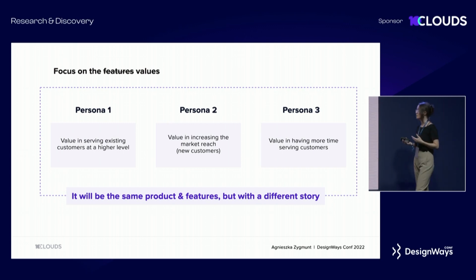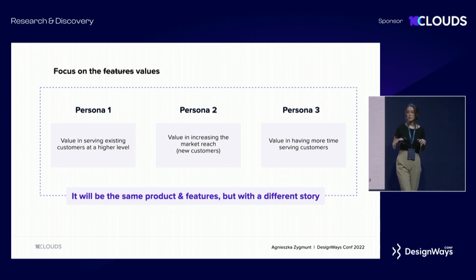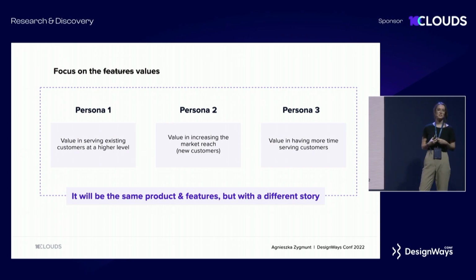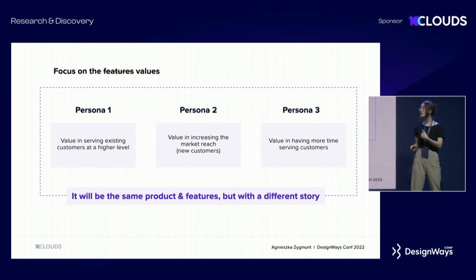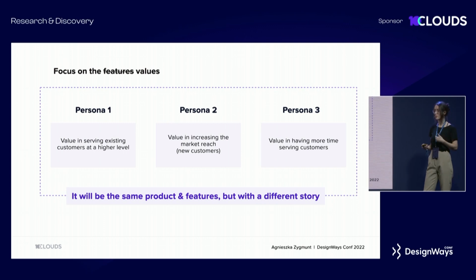If we go to the second persona and tell them, okay, we have a really exciting product for you, and you will be able to have a higher level of service, they will be like, nah, I don't need it. I don't have customers right now. So as you can see, the same product and the same features will be good for all of them, but only if we tell them a different story, if we adjust the story to the values they are looking for, to the end goal they are looking for by using our service.